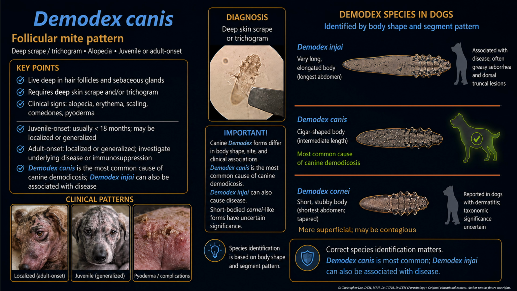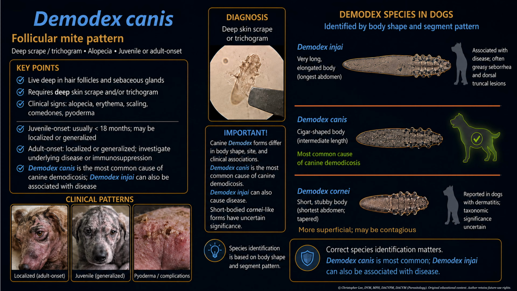Now we move from burrows to follicles. Demodex mites are elongated cigar-shaped or worm-like mites associated with the pilosebaceous unit. The classic canine species is Demodex canis, while Demodex injai has a much longer body. Dogs may also carry short-bodied, more superficially located cornea-like mites. Their relative body length and location help you recognize what you are seeing.